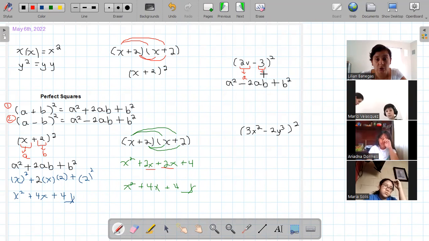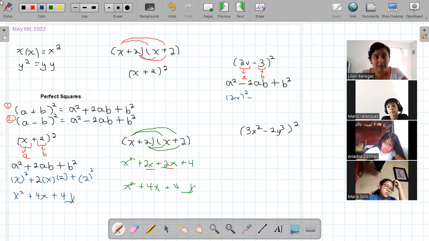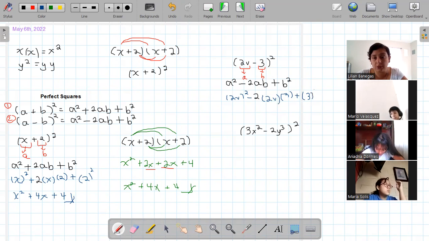Why? Because the sign is already applied in the formula, it's already there. So now I just go ahead and substitute. So instead of A, it will be the whole 2v. So 2v squared minus the 2 of the formula times A, which we said already is 2v, times B. And B, we said it was 3 without the sign, right? Because the sign is already there. Plus 3 squared, because 3 is B, and B should be squared.